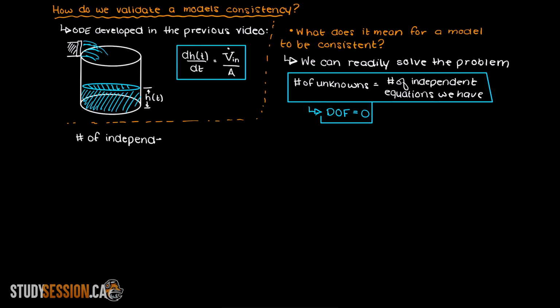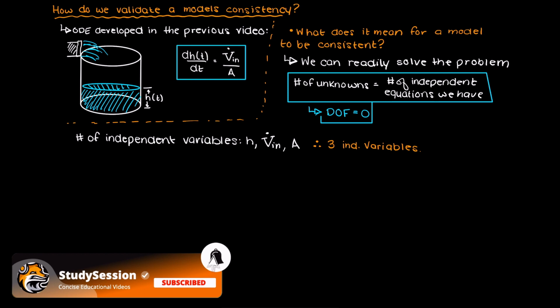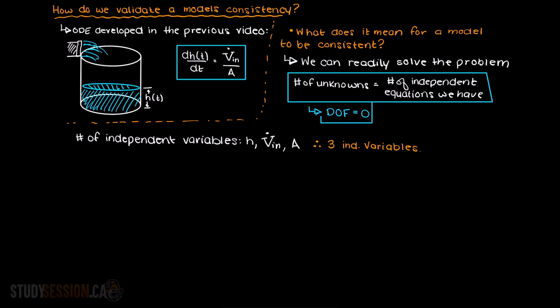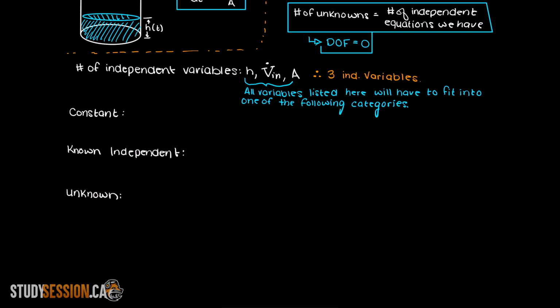Well, we need to go through our ODEs and count the number of independent variables. In this example, we have 3, but if we had several ODEs, we would have to do this step for all of them, ensuring that you only count one variable once. So, you never double count an independent variable, even if it appears in both equations. These independent variables are going to be like our accounting system. All of the variables we list here will have to fit in one of the 3 following categories. Each independent variable must be either a constant, an independent that we know, or something that we don't know, an unknown. So, let's just take a second and further clarify each of these 3 categories.